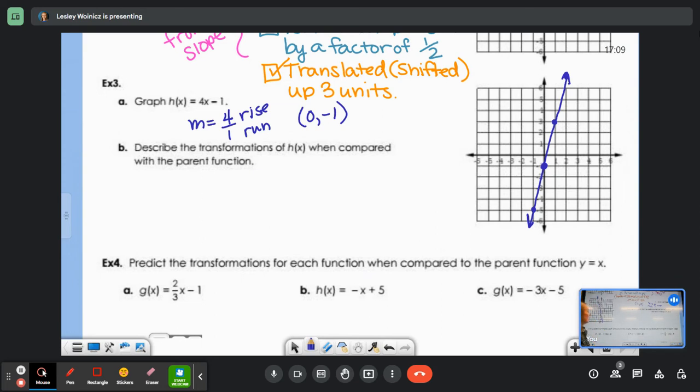Okay, now we've got a couple of transformations here. We do not have a reflection over the x-axis because our slope is positive. Okay, so we've got no reflection. Okay, we do have a vertical stretch. Look how much it got stretched vertically. Okay, so it got vertically stretched.